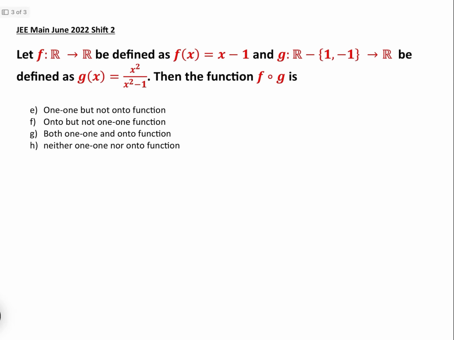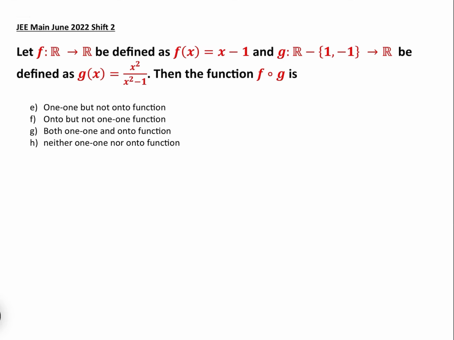Now finally for the last question, JE main June 22 shift 2. Okay, so if you want to do that, pause the video. Okay, so f maps r to r is defined as f of x equals x minus 1, and g maps r minus the two numbers 1 and minus 1 to r, be g of x equals x squared over x squared minus 1, and what is the composite function f on g?